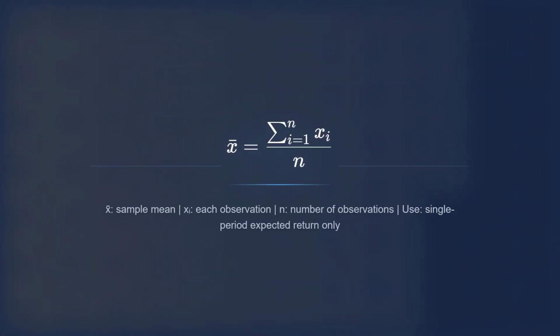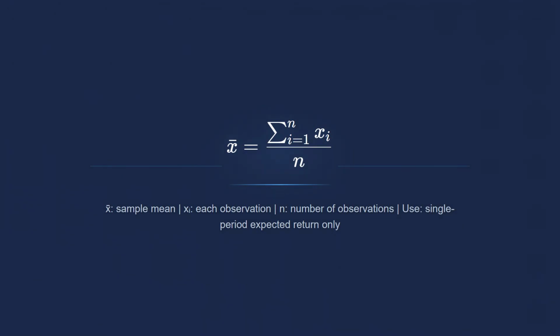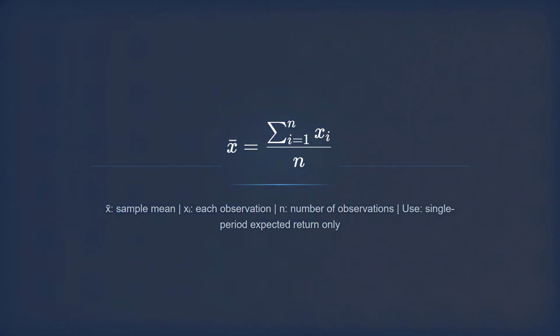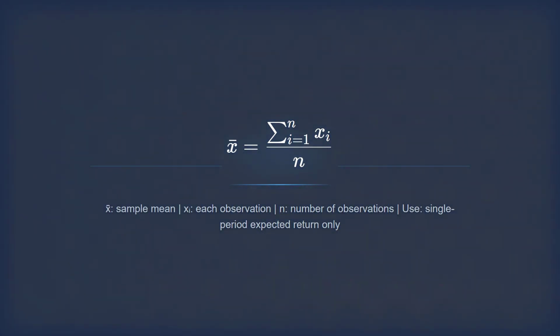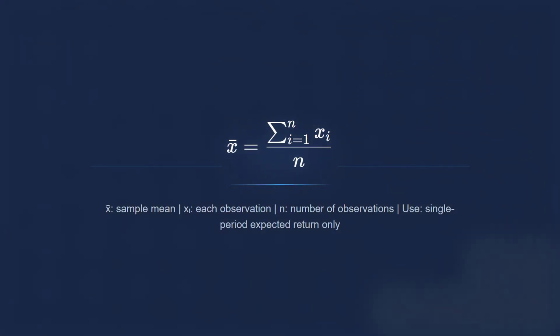Start with the simplest mean, the arithmetic mean. Sum every observation. Then divide by n. Written as x bar equals the sum of x sub i divided by n. The CFA exam uses this for one specific job: estimating a single period expected return. If someone asks what return you expect next year, arithmetic mean.